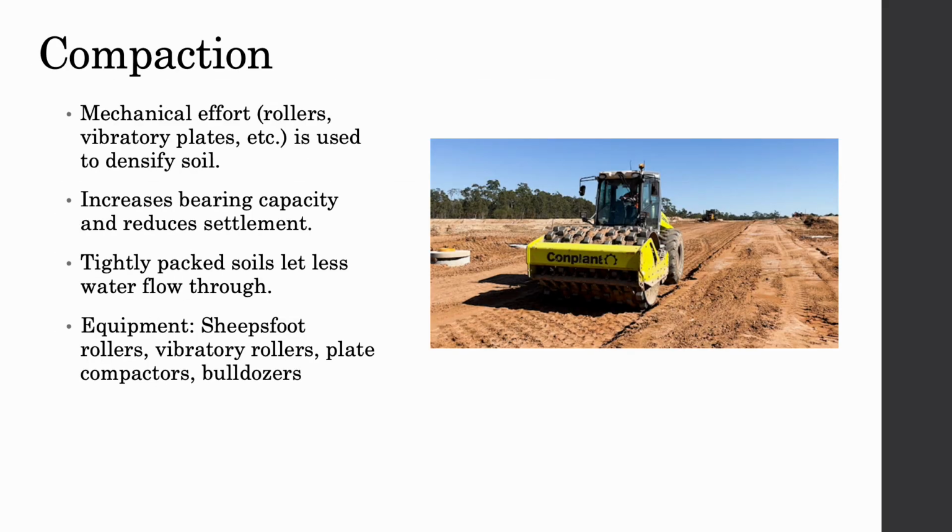Compaction uses mechanical effort, like rollers or vibratory plates, to physically densify the soil. The goal is to reduce pore space, which increases strength and limits water flow. This is a simple but very effective method to improve bearing capacity and reduce settlement in soft soils. Typical equipment includes sheep's foot rollers for clay-rich soils, vibratory rollers for granular materials, and bulldozers or plate compactors depending on the scale of the site.